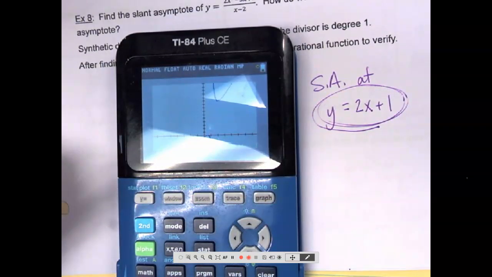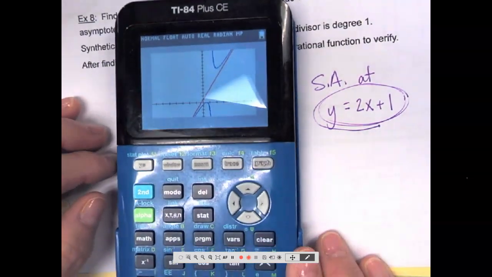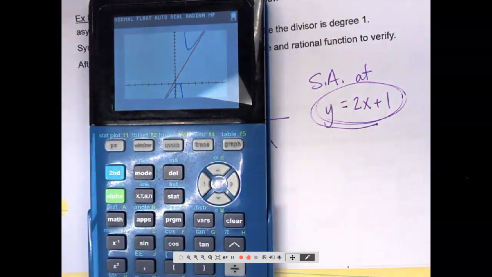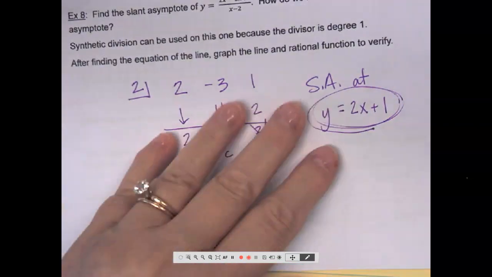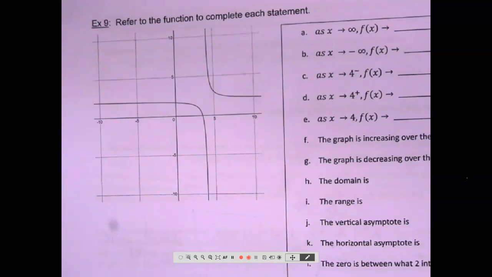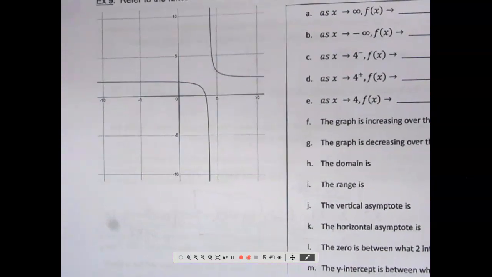There it is. These are so slow. And there's the slant asymptote. Very nice. Question? All right, good stuff, good stuff. Okay, almost done, almost done. Quicker than yesterday.